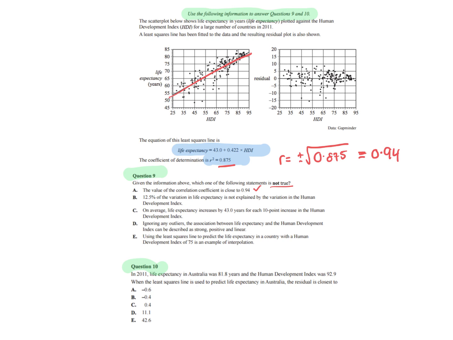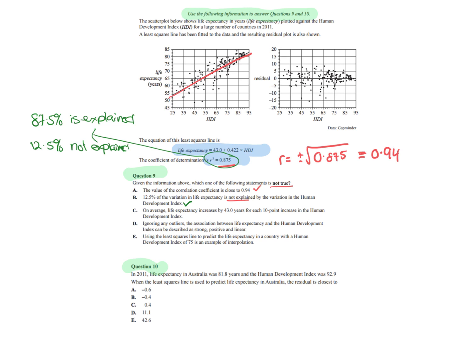Now it says 12.5% of the variation is not explained. So that is the blurb for the R squared value. So if you look here at our R squared value, if we change that to a percentage, it would be 87.5%. So we'd say 87.5% is explained. So what is not explained is the rest. So 12.5% would add it up to 100 is not explained. So that statement there is also true.